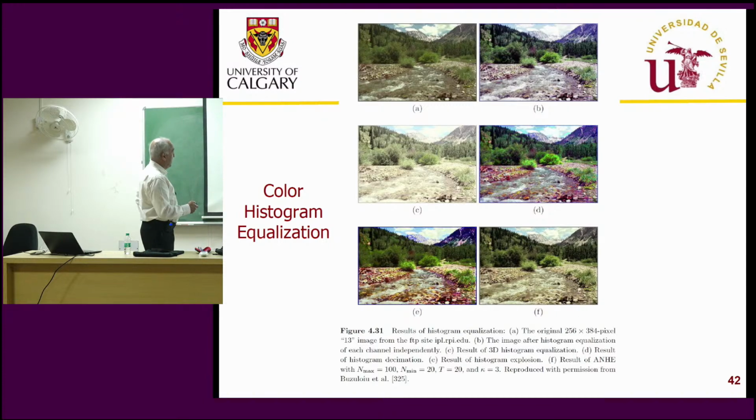So this is the original image, and this is histogram equalization of each RGB separately. This mountain has become purple, and the green is okay. That part is okay, but this purple perhaps doesn't exist. And some colors here are not present in the original. C is 3D histogram equalization, not so good. Histogram decimation is another technique. All these magenta color pixels have come up. E is histogram explosion. Again, other colors have popped up.